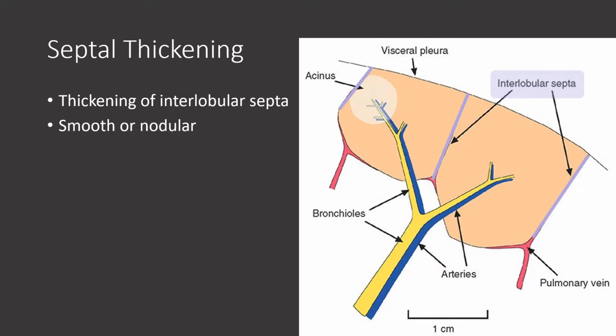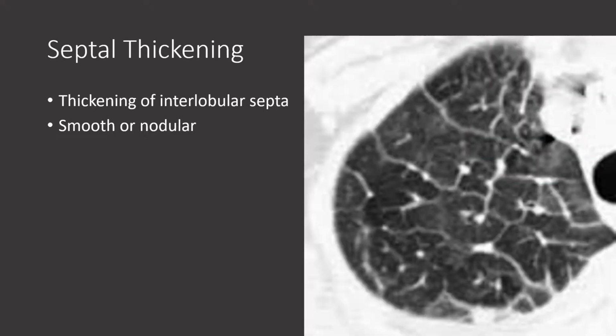When these septae become thickened due to tumor or water, we can see septal thickening or septal lines on chest X-ray or CT. This is a zoomed in CT image at the far right lung apex. Notice the smooth white lines outlined in purple. These white lines running through the lung represent areas of smooth septal thickening.